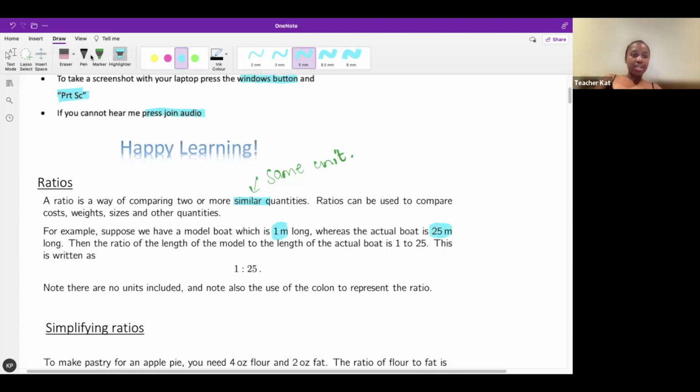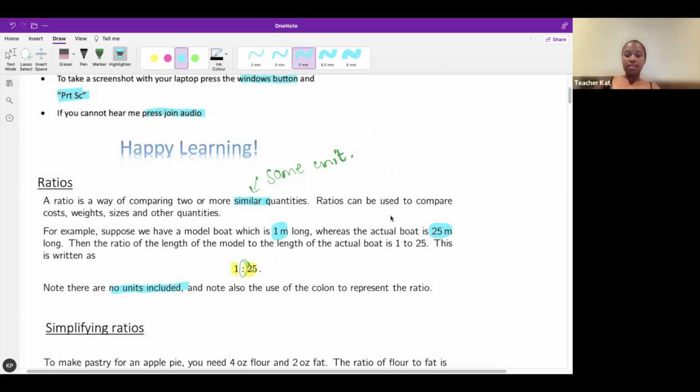Now, if we were going to write this as a ratio, you're going to write the 1, the 25 with a colon in the middle there. That is a ratio. Now, take note, there are no units in the ratio because we are assuming that these two are in the same unit. So if you have a unit of the model, you will use the same one for the actual boat. That's how ratios work.